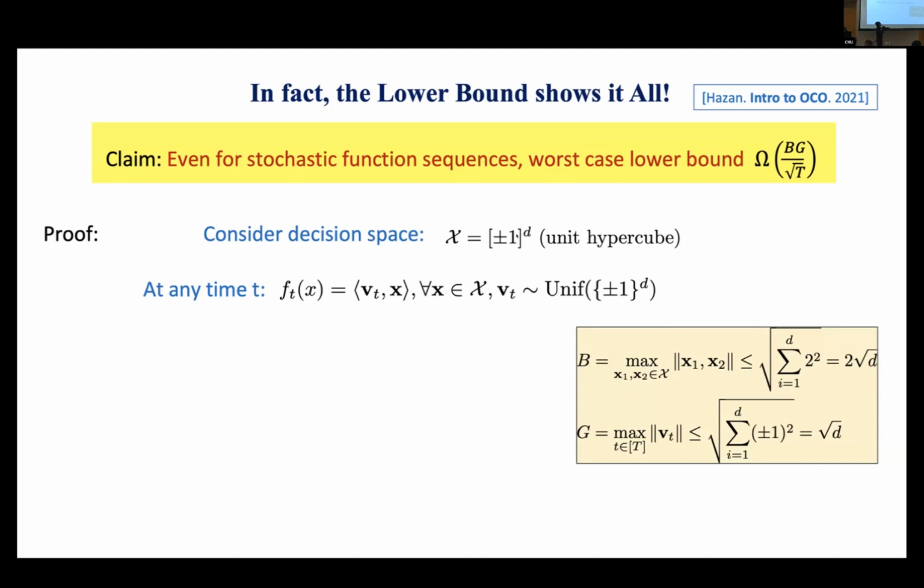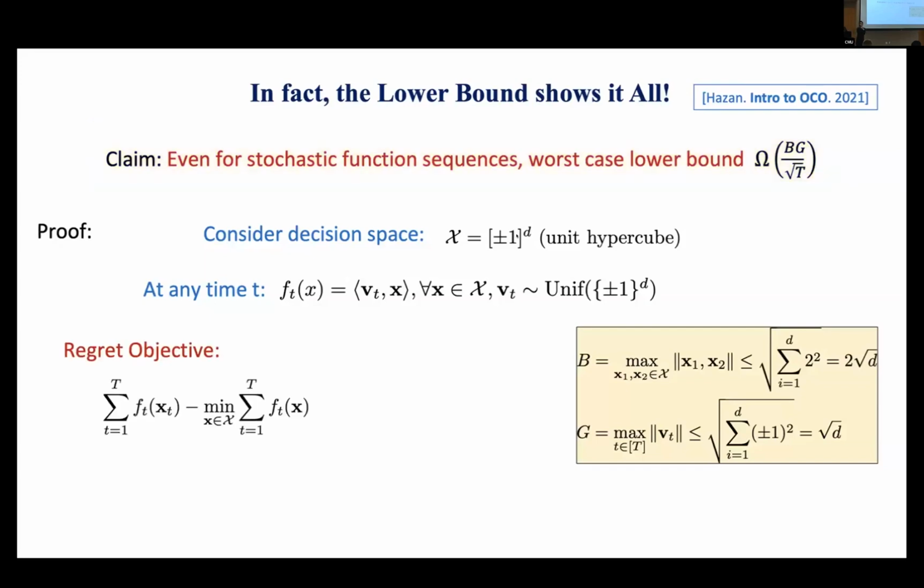So I even know that my vt has only 2 to the d choices, and it's uniformly drawn from the extreme points of the hypercube. And that's how I define my sequence of functions. So it's not even a fully adversarial sequence. This sequence of functions is actually a stochastic sequence, because my linear function is stochastically changing, not changing adversarially. Even in that case, you can't do better than 1 by square root t convergence, no matter what algorithm you use.